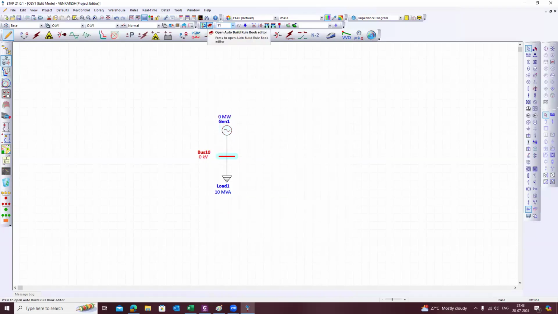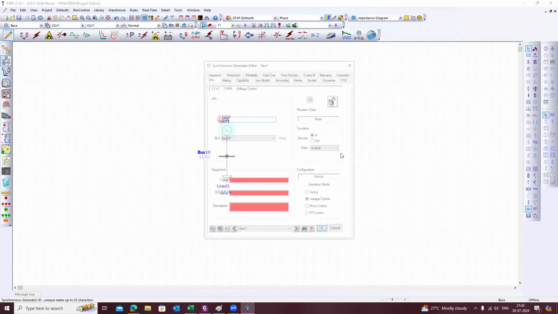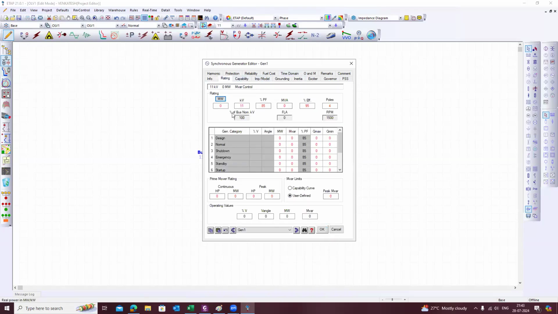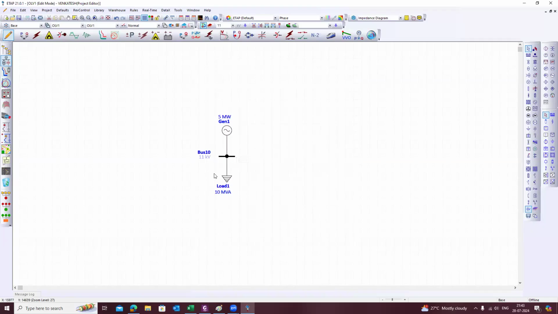Here the voltage is 11 kV. Okay, right. So suppose I am operating the generator in the MVR control mode. That means I have to give the generator terminal voltage, generator active power, real power generation, which is, let's suppose, 5 megawatt, and reactive power, let's suppose, 1 MVR. With this you will be able to find out what will be the voltage and what will be the angle.